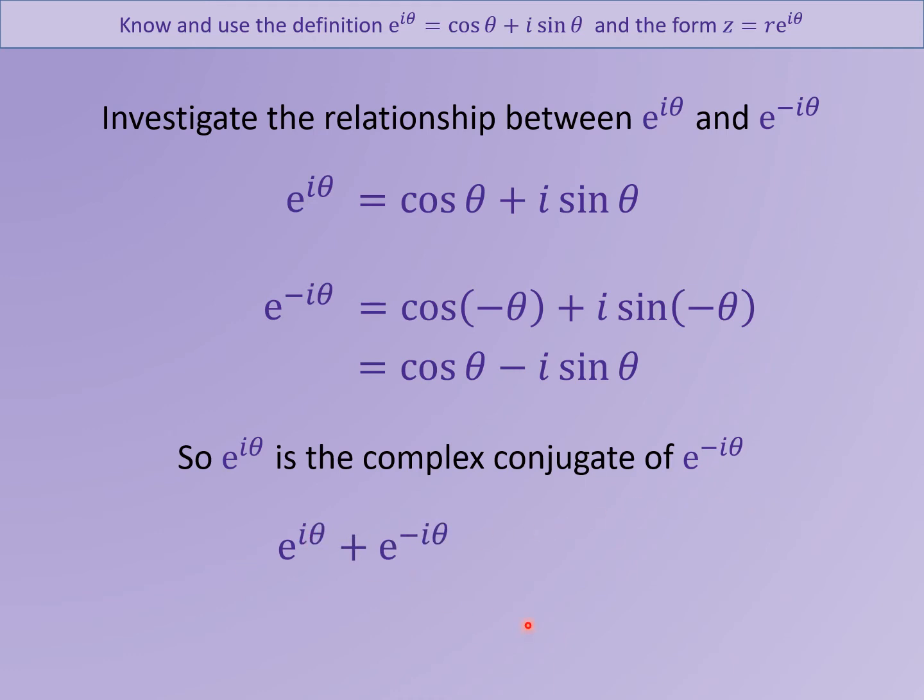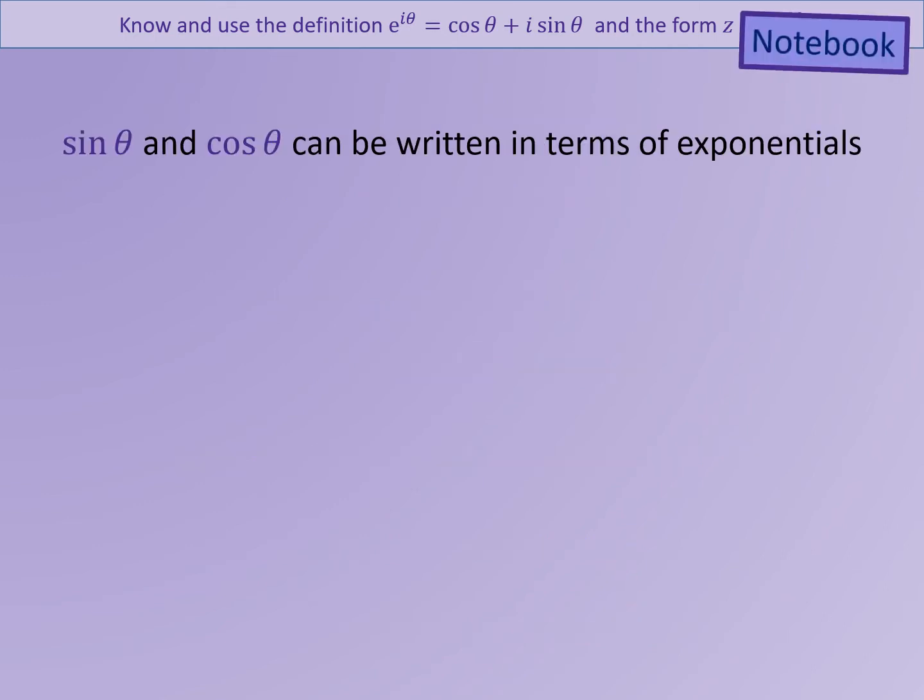Well, if I try adding those two together, I'm going to get 2 cos theta. And if I try taking them away, that minus this gets me 2i sine theta, because minus and minus make a plus. That's quite handy to be able to work out, because it does lead to some general forms of how we can write cos theta and sine theta. We can write cos theta and sine theta in terms of exponentials using this fact.